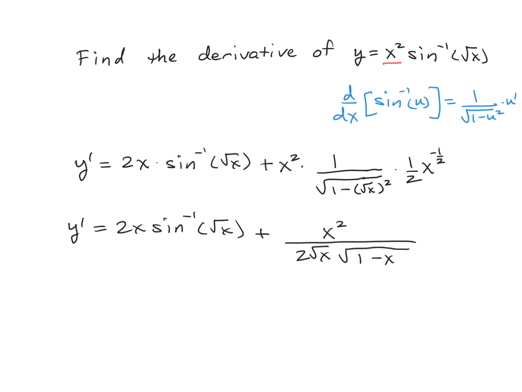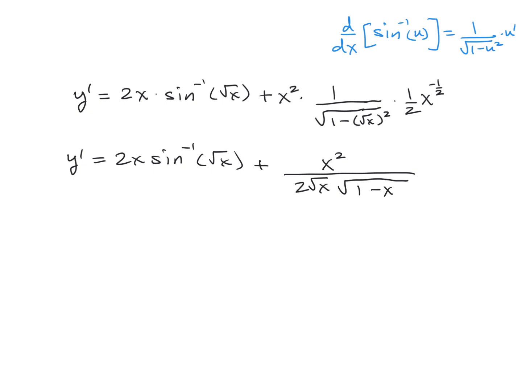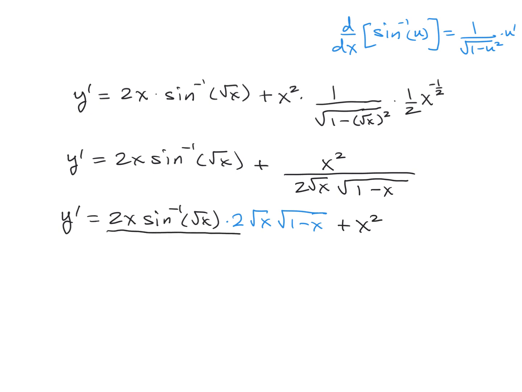That would require us to multiply the top and bottom of the first fraction by 2 square root x square root 1 minus x and leave the other one the same. So in doing so, that would be y prime is equal to the original 2x inverse sine of the square root of x, and then multiplied by our denominator over there, which is another 2, a square root of x, square root 1 minus x, and that's going to be added with our original x squared as our numerator, and then our denominator is going to be 2 square root x square root 1 minus x.